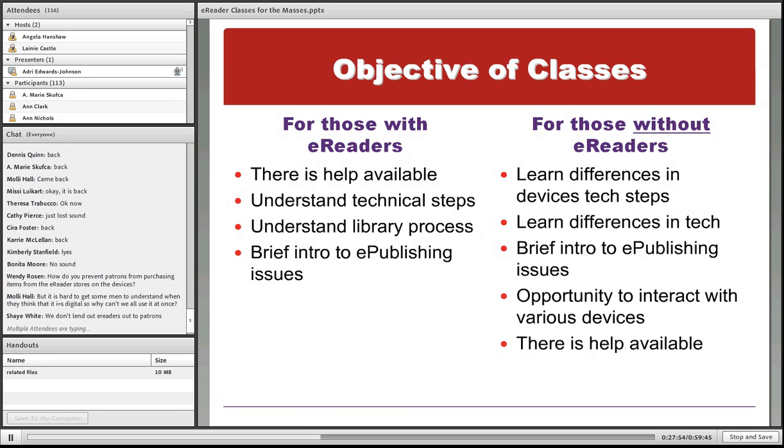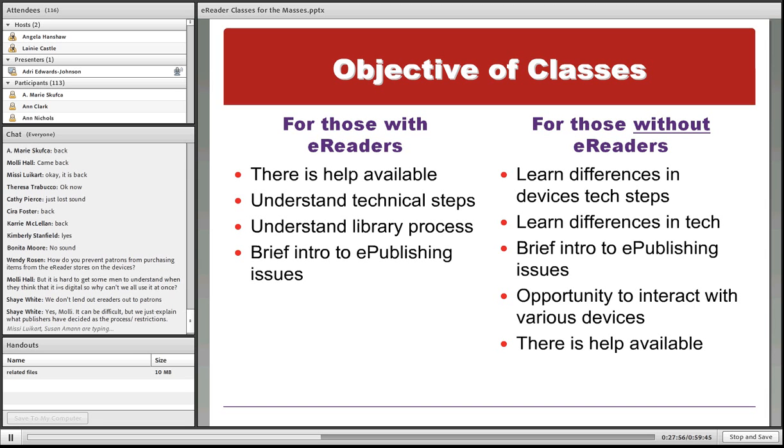For those without e-readers, we want them to be educated consumers. That's the one thing we notice, and even my 6-year-old has brought this up before. She'll say, "Mommy, what kind of class are you teaching tonight?" I say, "Well, I'm teaching people how to use their e-readers." And she says, "Well, why don't they know how to use something they bought?" And so we want them to learn the differences in the devices before they ever purchase one.